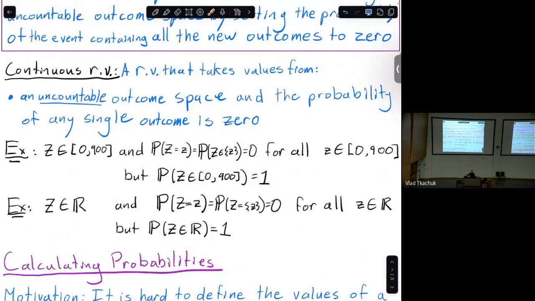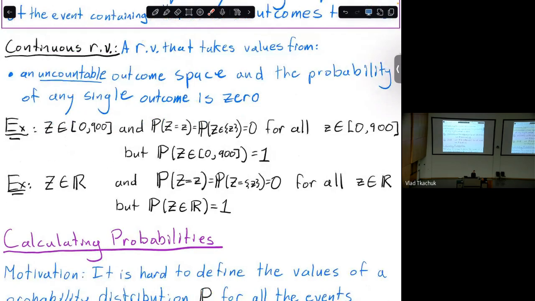Okay. And then the other case is the continuous random variable, which is when your random variable belongs to an outcome space that's uncountably infinite. Examples of this are when your random variable belongs to the interval 0 to 900. Another example is when your random variable belongs to the real numbers.